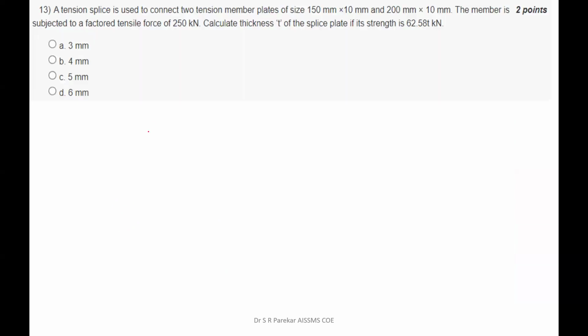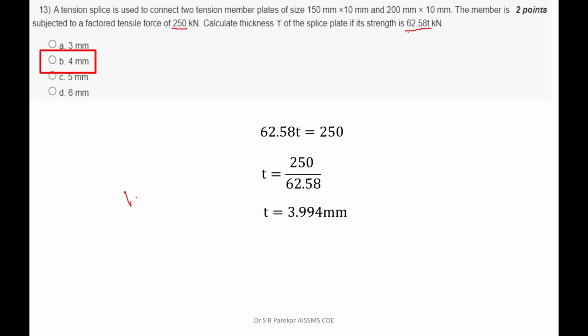Then we have a tension splice used to connect two tension members, plates of size 150 by 10 and 200 by 10. The member is subjected to a tensile force of 250 kilonewton. Calculate t of the splice plate. The strength is given as 62.58 t and the load is given as 250, so we just equate the two. 62.58 t equals 250, and by this we get t as 3.99, that is 4 millimeter. So we have option B.